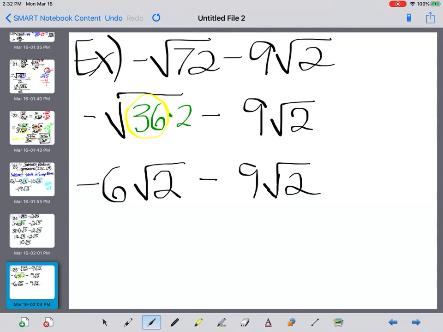Okay, so now I have negative 6 square root of 2's, and then I'm taking away 9 square root of 2, so I'm going down even further. So that means I'm going to be at negative 15.